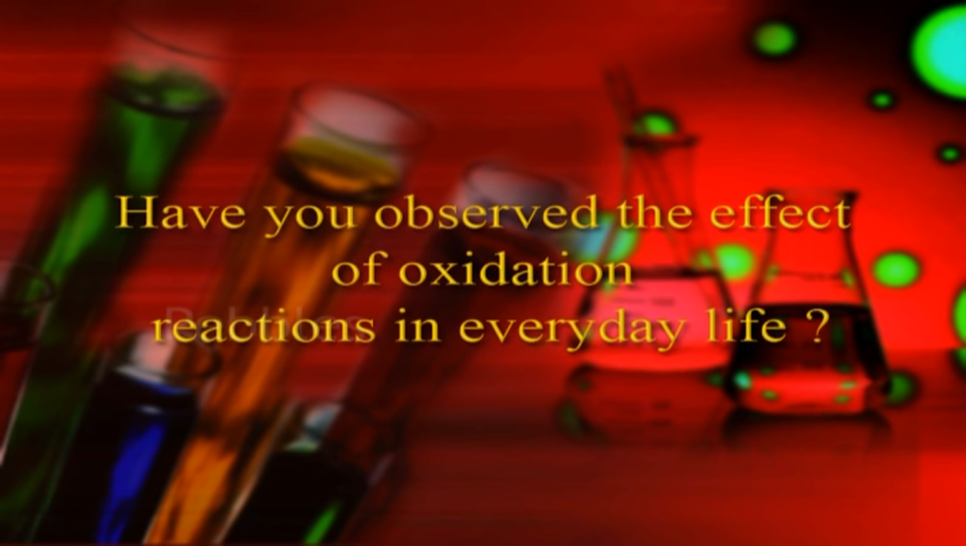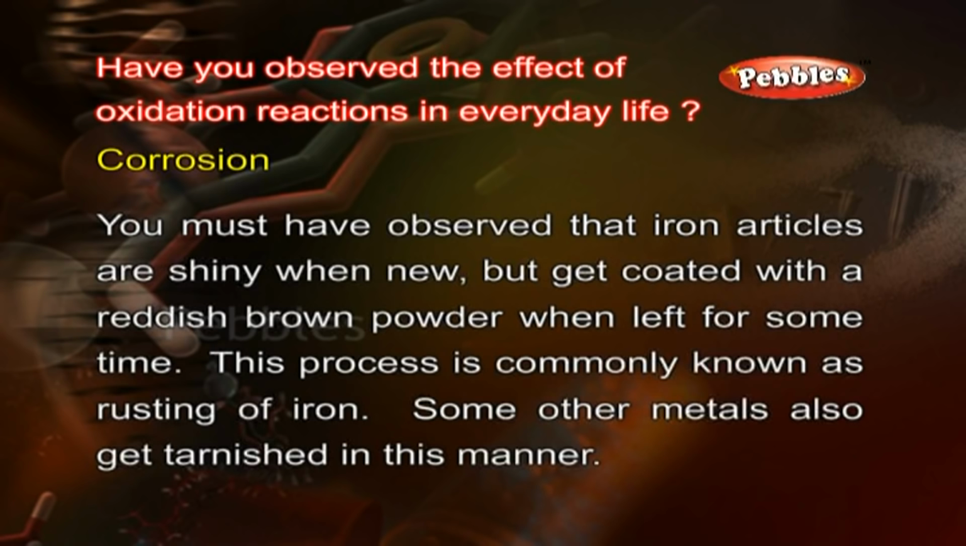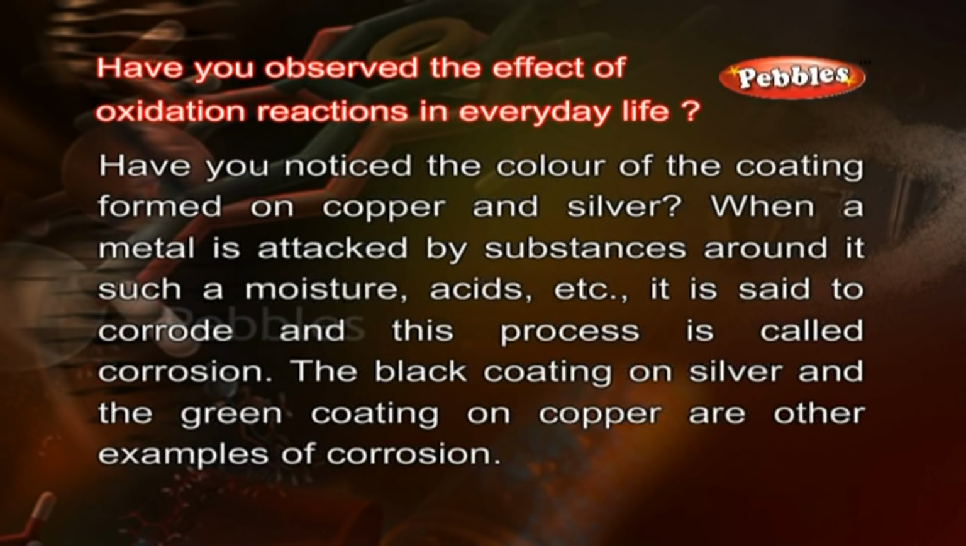Have you observed the effects of oxidation reactions in everyday life? Corrosion. You must have observed that iron articles are shiny when new, but get coated with a reddish-brown powder when left for some time. This process is commonly known as rusting of iron. Some other metals also get tarnished in this manner. Have you noticed the color of the coating formed on copper and silver?